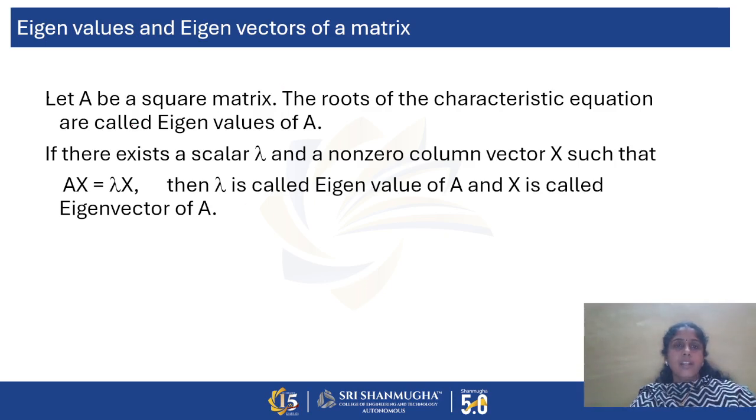Eigenvalues and eigenvectors of a matrix. Let A be a square matrix. The roots of the characteristic equation are called the eigenvalues of capital A. Whenever I put determinant of A minus lambda I equal to 0, I will get an equation. When I find the answer for that characteristic equation, they are called the eigenvalues of capital A. Now, if there exists a scalar lambda and a non-zero column vector capital X such that Ax equal to lambda x, then lambda is called the eigenvalue of capital A and X is called the eigenvector of capital A. That is, lambda is a scalar and x is the vector. When I'm able to write in the form Ax equal to lambda x, then lambda is called the eigenvalue and x is called the eigenvector of capital A.